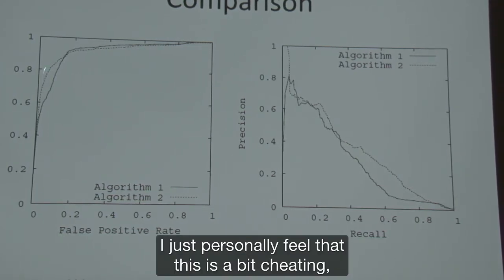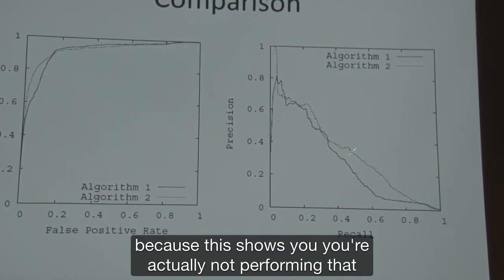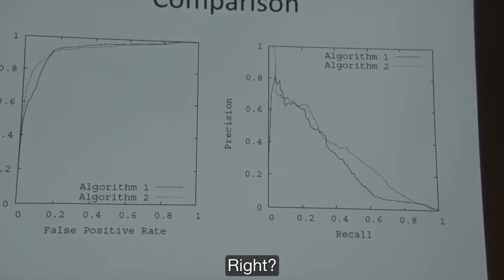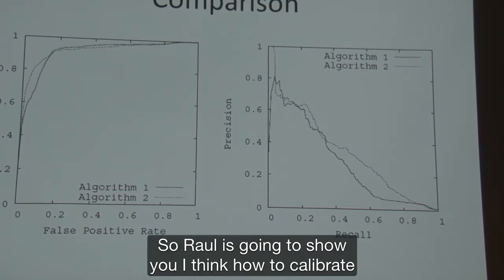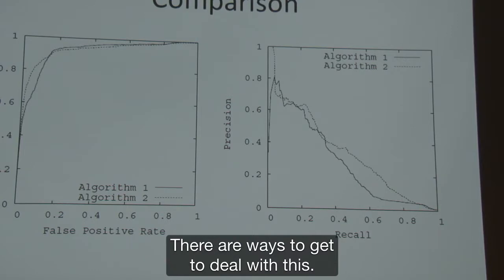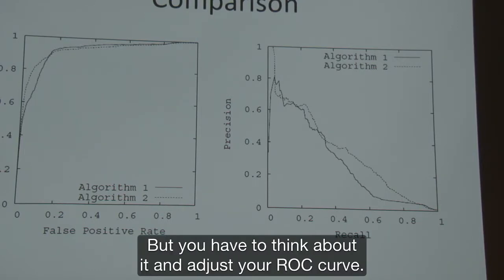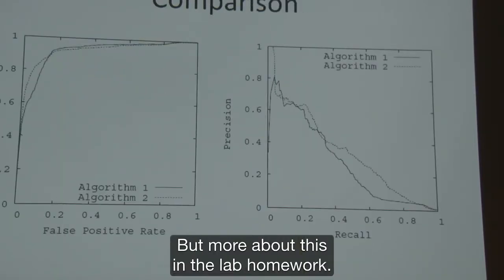I just personally feel that this is a bit cheating because this shows you you're actually not performing that well here. Right? There's a lot of room for improvement. Whether this gives me the feel, wow, it's doing really great. So Rahul is going to show you, I think, how to calibrate against this with ROC curves. There are ways to deal with this, but you have to think about it and adjust your ROC curve. But more about this in the lab homework.